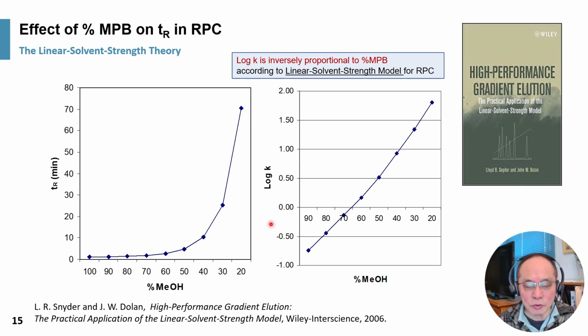So the best way to describe that relationship of retention versus the percentage of mobile phase B is by plotting the log of the K prime, of the K. And in this case, invariably, one gets a linear relationship. Okay, and this is the whole premise of the book, the linear solvent strength theory for reverse phase. So meaning that the log K of any analyte is inversely proportional to the percentage of mobile phase B, and the relationship is almost linear.